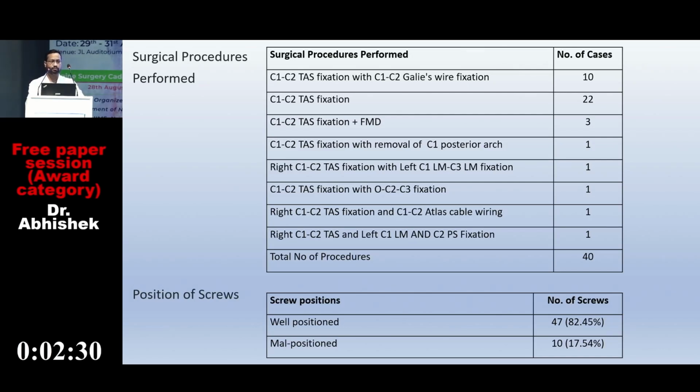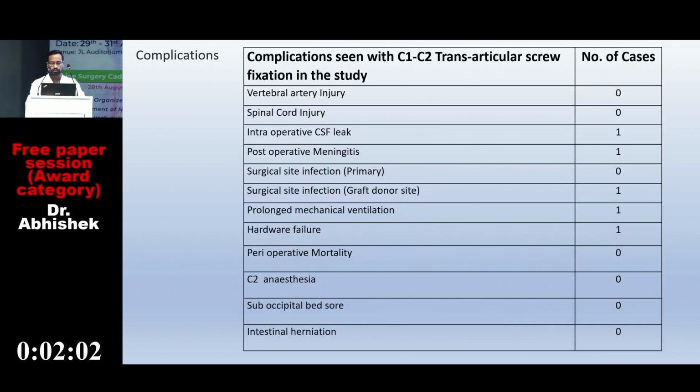Around 3 patients underwent unilateral C1 C2 transarticular screw placement because of anomalous vertebral artery course in 2 patients on the contralateral side, and the breach of screw during placement on the contralateral side in 1 patient. Now, position of the screws. Screws were well positioned in around 82.45% of the patients. 82% of the screws were well positioned, and around 17% of the screws were mal-positioned.